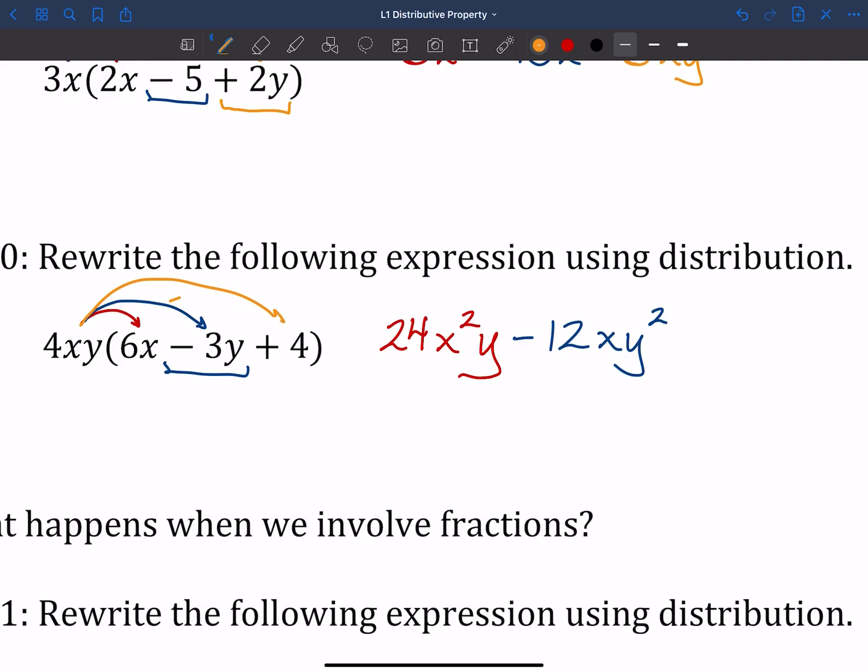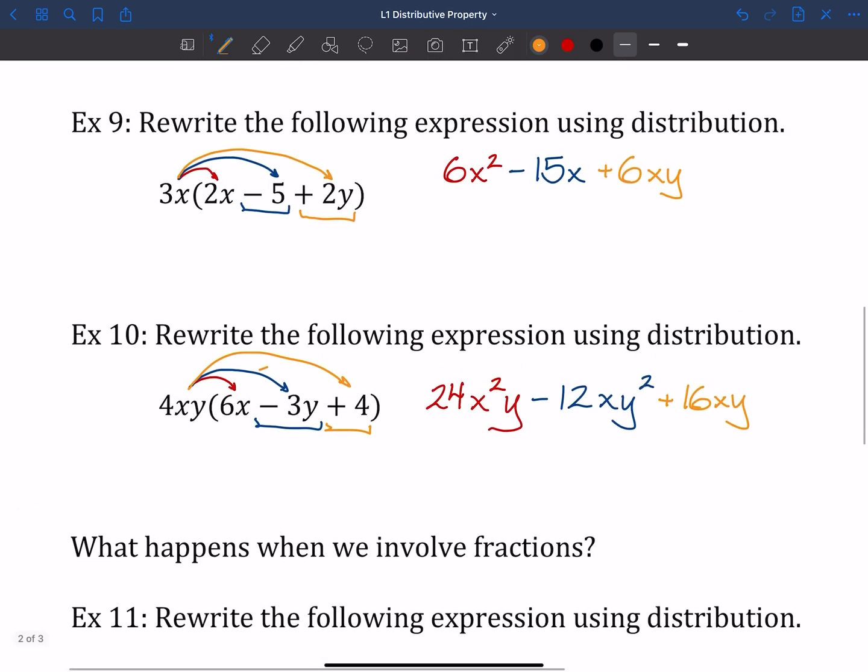And then last but not least, we're going to multiply by positive 4 there. So 4 times 4 is 16, positive 16. And then the x and y don't have anything to multiply with. You just bring them along, right? You just keep on scooping them up and keep going, right?